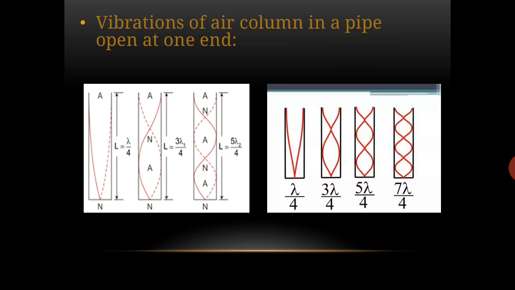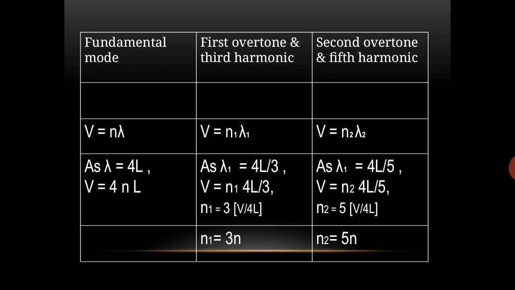Therefore, lambda 2 is equal to 4L by 5. But we know V is equal to N2 into lambda 2. Therefore, we can put the value of lambda 2, 4L by 5, in this equation. Hence, we get V is equal to N2 into 4L by 5. Therefore, N2 is equal to 5N. The second overtone is the fifth harmonic.